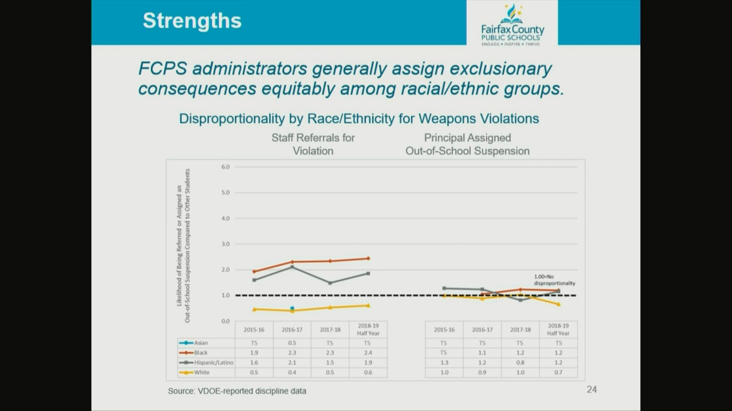On the right side, amongst those students who were referred for a discipline violation related to weapons, there is no disproportionality in terms of the decisions our principals are making in whether or not to suspend the students or remove them from the regular instruction. So on the right side there is the strength that we are being equitable in how our principals are making decisions, at least when it comes to suspensions.